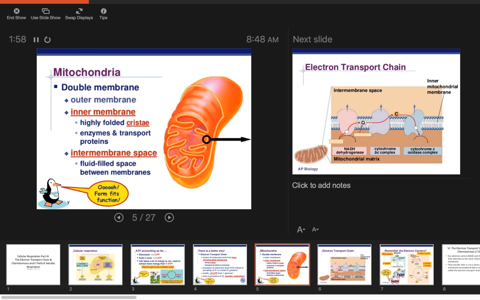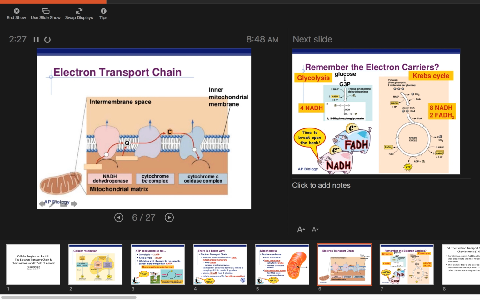Okay, so with the mitochondria, looking at the structure of it, it is a double membrane. Remember from endosymbiosis theory, how an early archaea of some sort got swallowed by a eukarya and they live in symbiosis together. But we have an outer membrane and an inner membrane, and so these highly folded areas are the cristae, and this is where we're going to find the enzymes and transport proteins lined up. And we also have an intermembrane space, which is just the fluid space between membranes.